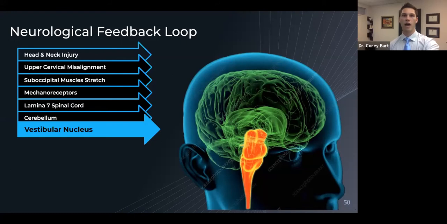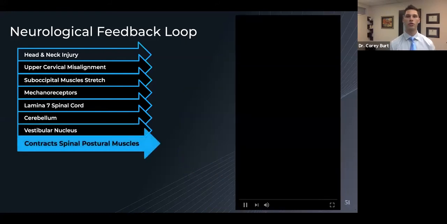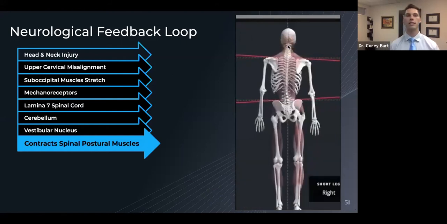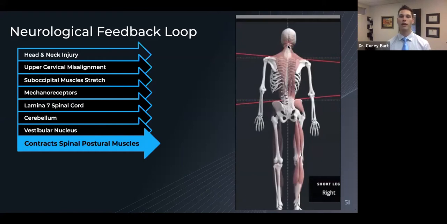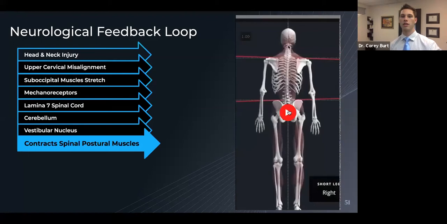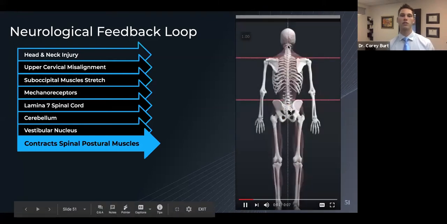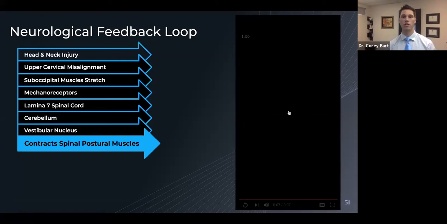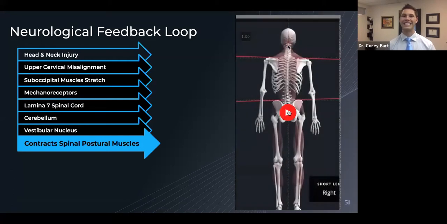Okay, so now that the signals reach the vestibular nucleus, it's going to tell the spinal postural muscles on one side of the body to contract and tighten. Now, hopefully everyone can see this animation here, but the postural muscles that I'm referring to are your erectors, rotators, multifidi, your QL, quadratus lumborum. And so just keep in mind, those are the extensor posture muscles.